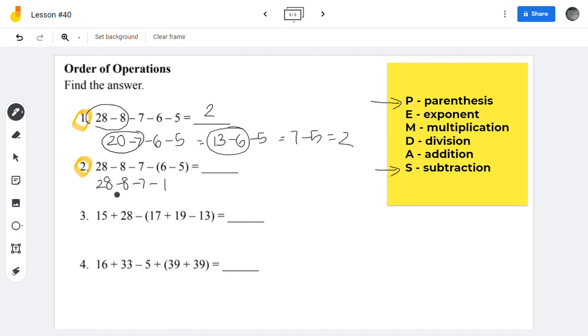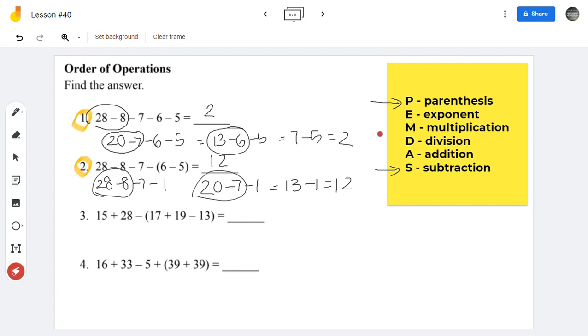Now from here, we're going to go from left to right, just like we did for number 1. 28 minus 8 is 20, and you're wondering why I'm doing left to right. It's because the order of operation is just one common thing, which is subtraction. Now 20 minus 7 is 13, minus 1, which is 12. So your final answer for number 2 should be 12.